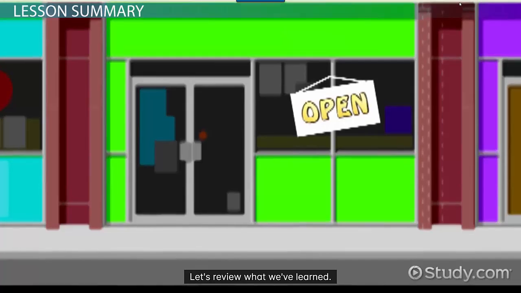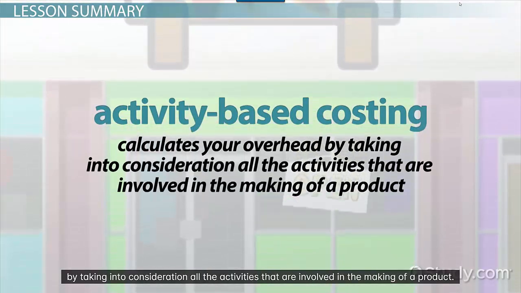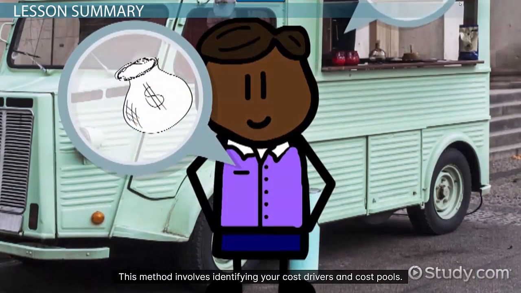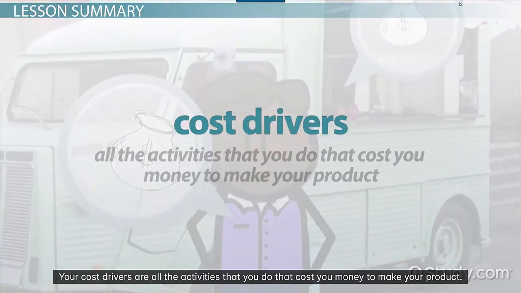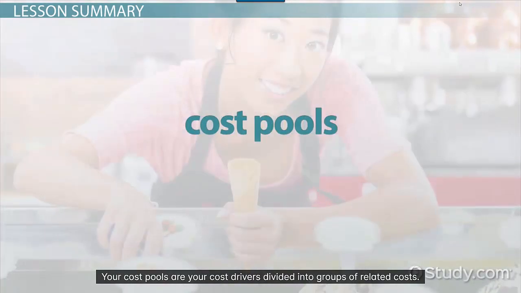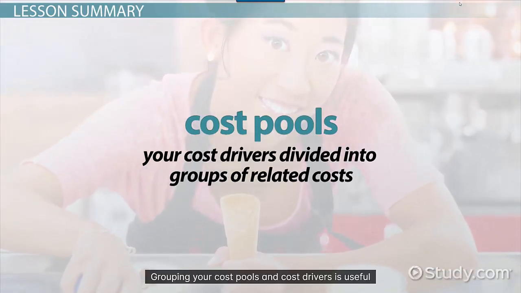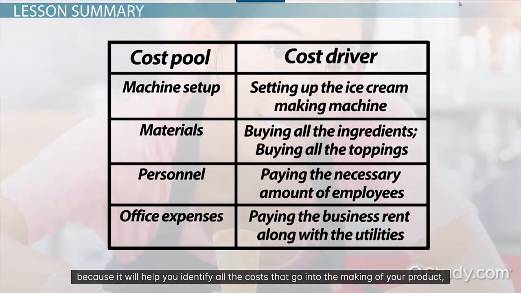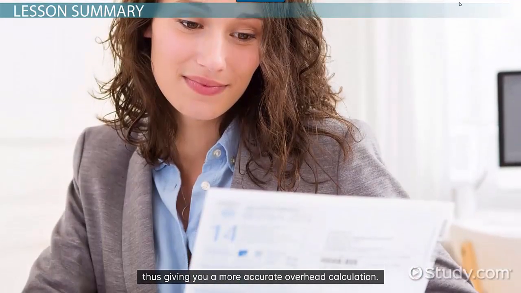Let's review what we've learned. The activity-based costing method calculates your overhead by taking into consideration all the activities that are involved in the making of a product. This method involves identifying your cost drivers and cost pools. Your cost drivers are all the activities that you do that cost you money to make your product. Your cost pools are your cost drivers divided into groups of related costs. Grouping your cost pools and cost drivers is useful because it will help you identify all the costs that go into the making of your product, thus giving you a more accurate overhead calculation.